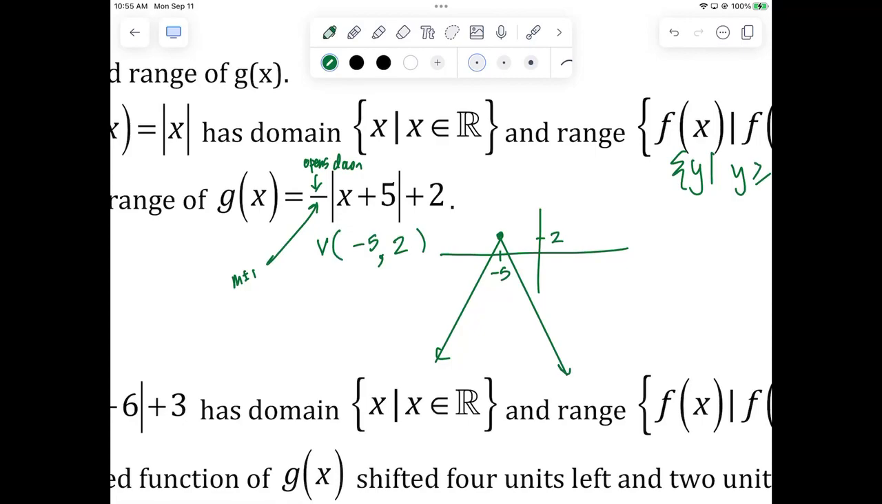What would the domain be from left to right? What values of x have graph values? All of them, right? Yeah.